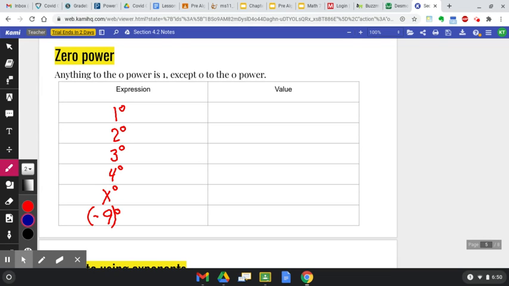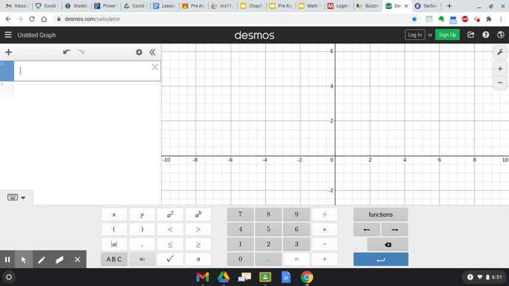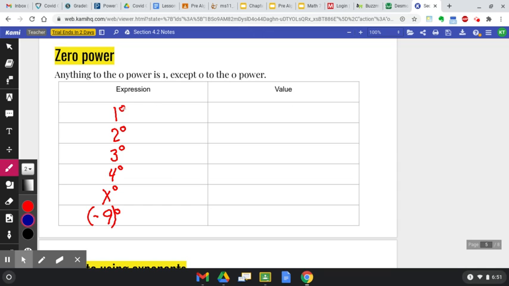So 0 power, right? Anything to the 0 power is 1, okay? Except the exception is 0 to the 0 power, right? And if you type that in your calculator, if I were to type in 0 raised to the 0 power, most calculators will give you an error message and say that it's an error, and it might even give a code as to why it's an error, but that is the exception.